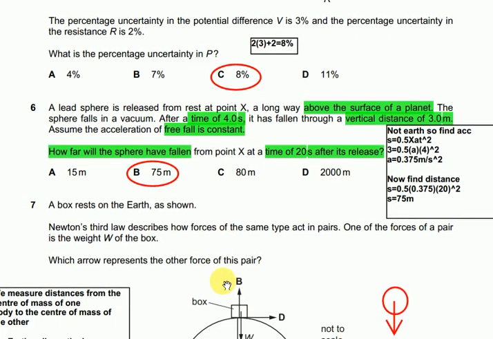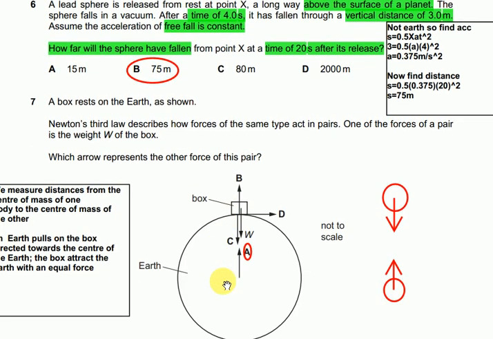Question number 7 says that a box rests on the earth as shown. Newton's third law describes how forces of the same type act in pairs. One force of the pair is the weight W of the box. This is W, which represents the other force of this pair. Now, one force, which is the weight, is this thing. The second is the reaction force of Earth.